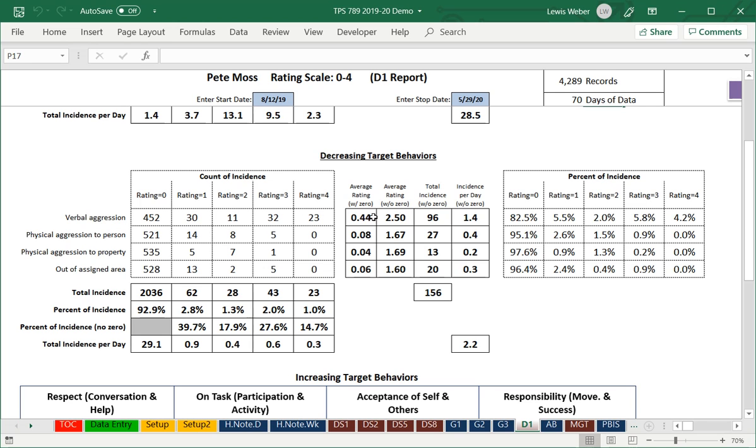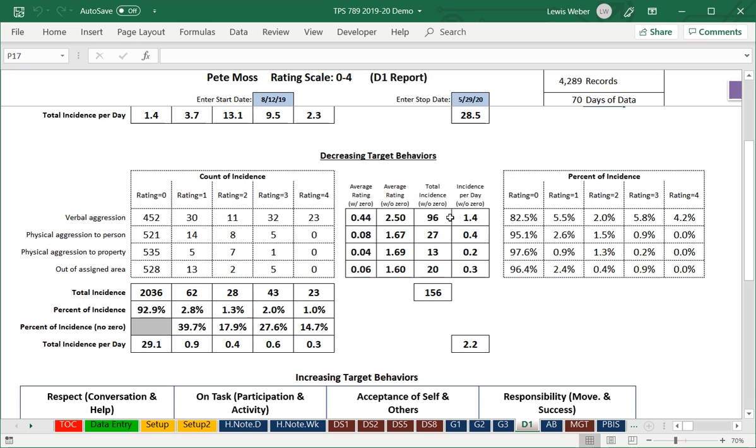And so the average rating with zeros is 0.44, which is very low because of all of these zeros that have been collected. So that's an average of 23 fours and 32 threes and 11 twos and 30 ones and 452 zeros. That average is 0.44. Now, when we look at the average without those zeros, which are just these values here, the ratings of 1 through 4, we see the average rating is 2.5.